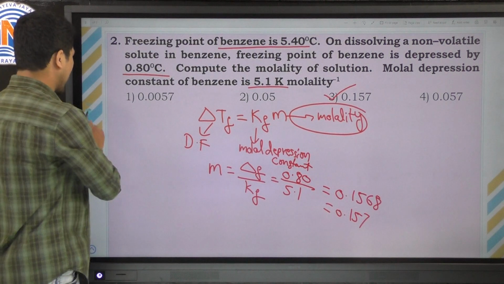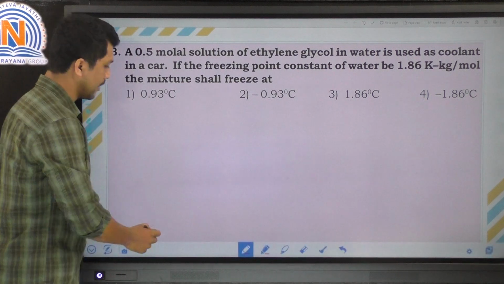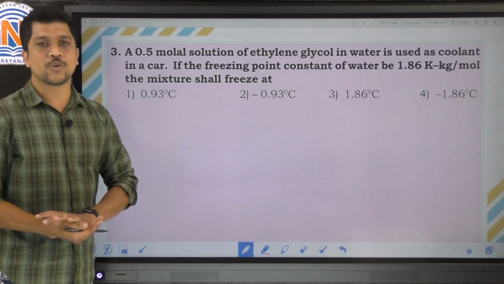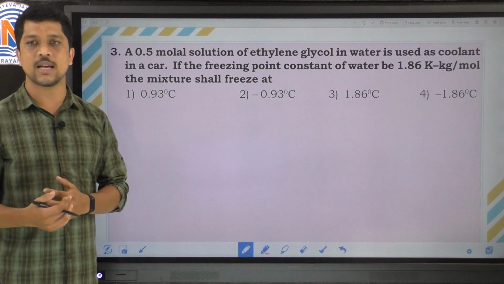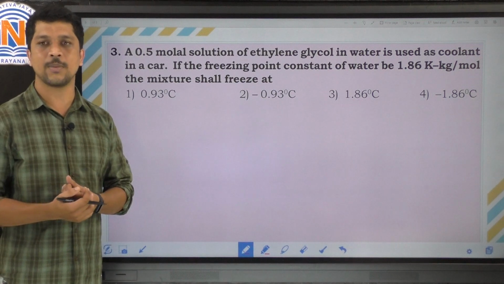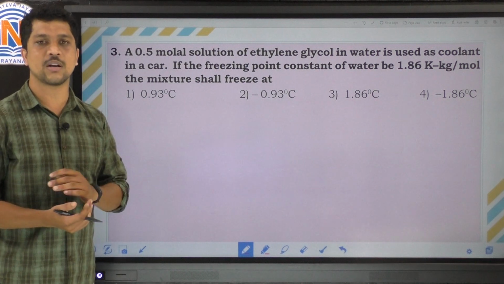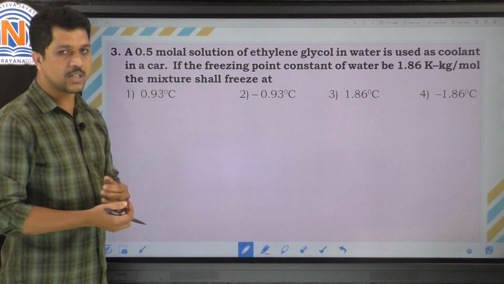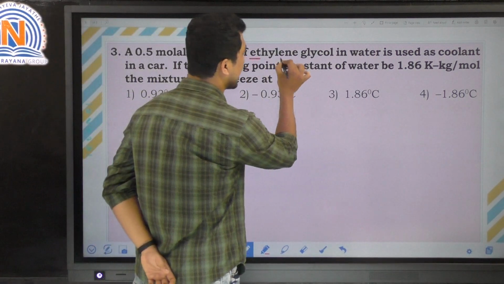Let's move on to the next problem. Here the third question: a 0.5 molar solution of ethylene glycol in water is used as a coolant in a car. If the freezing point constant of water be 1.86 Kelvin kg per mole, the mixture shall freeze at, right? So here we need to find the depression in freezing point of a solution which has ethylene glycol in water.